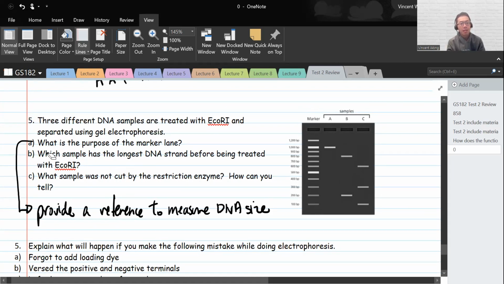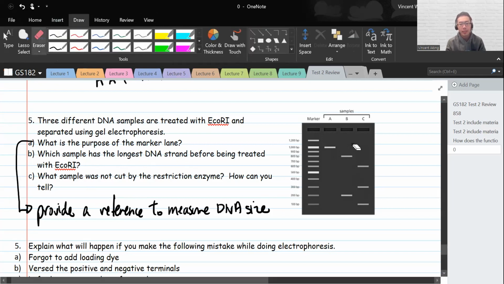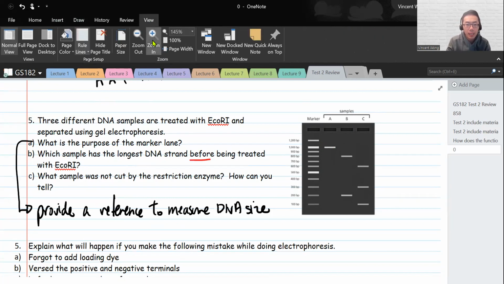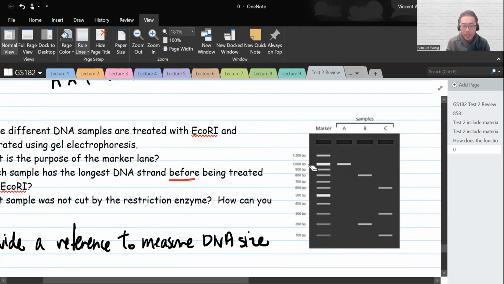Which sample has the longest DNA strand? That would be like this one, because it's closest to the well. Oh, actually, I didn't read the question carefully. Which sample has the longest DNA strand before being treated with EcoR1? So we're going to zoom in a little bit here, and we can see that's like 1,000 base pair. So that's 1,000.